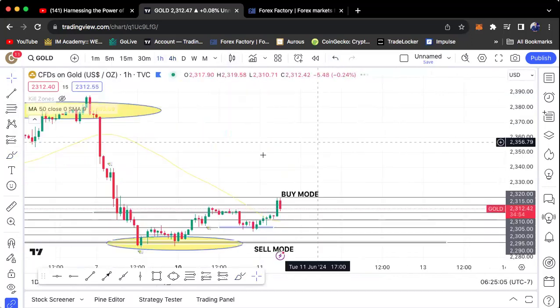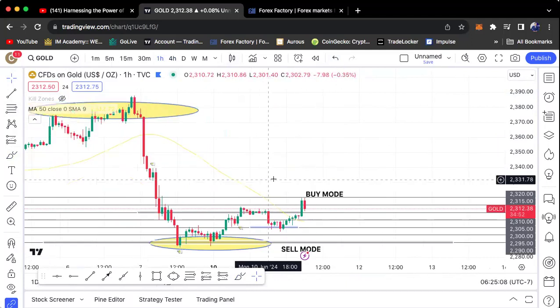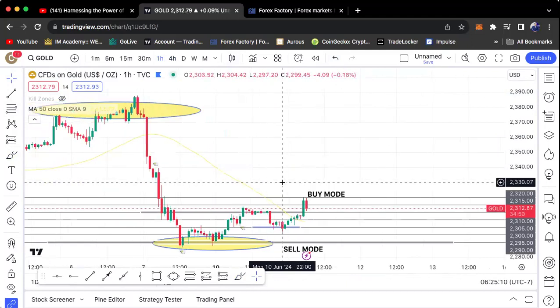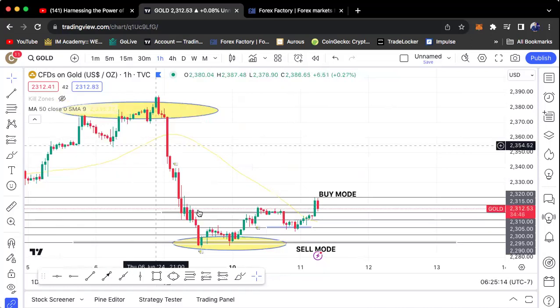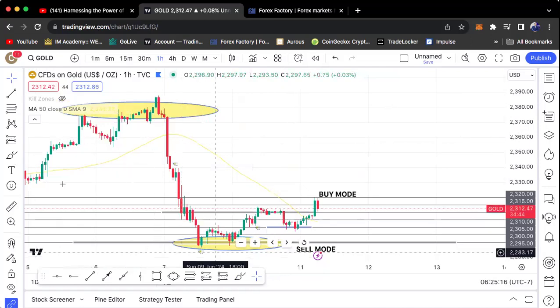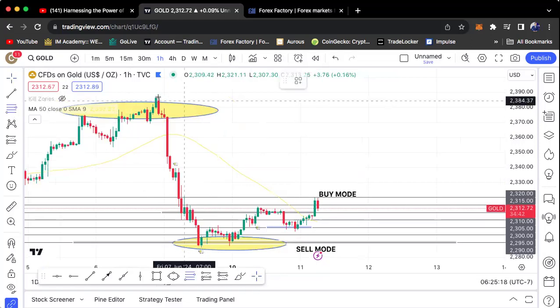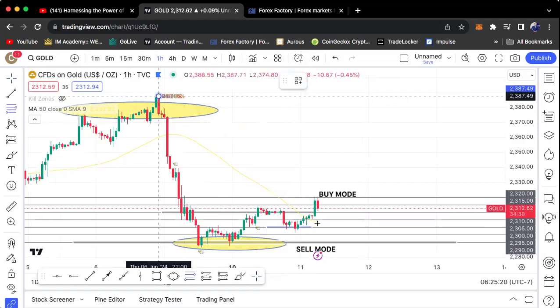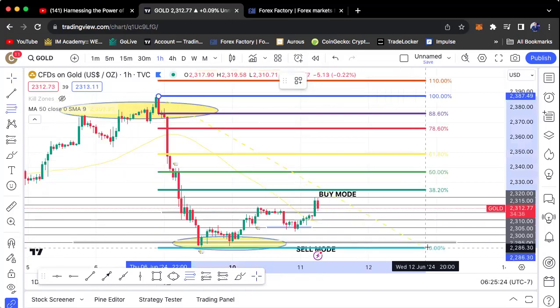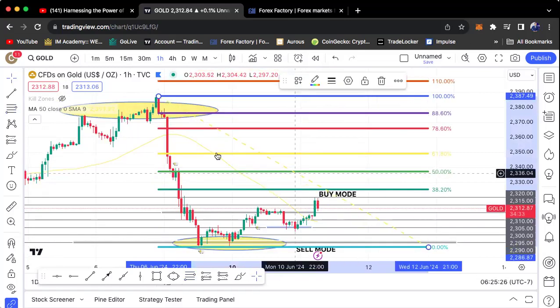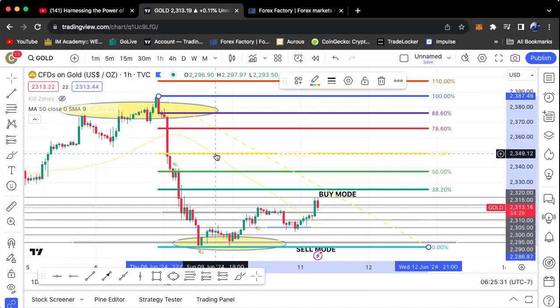Let's look at the 1 hour. I do believe gold is going to shoot up halfway towards this imbalance. And just take the fib from the high to low. Yeah, so halfway towards this imbalance at 61.8. Gold could potentially shoot up and then retrace back down.